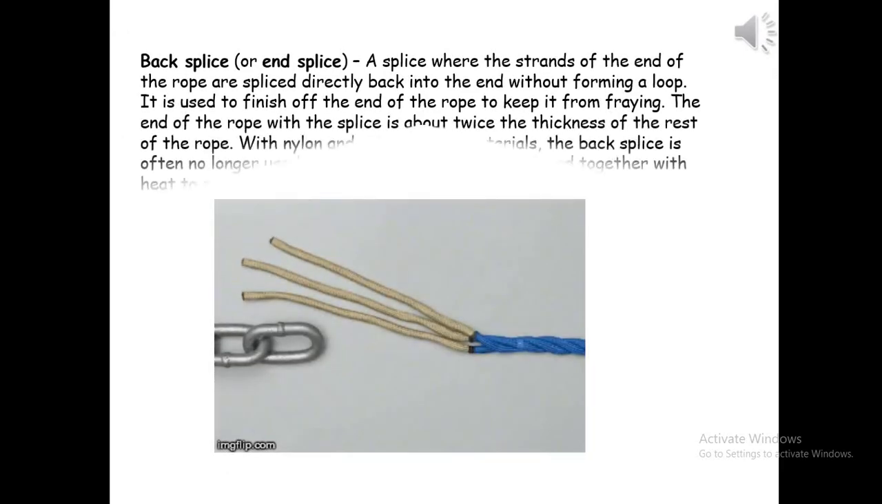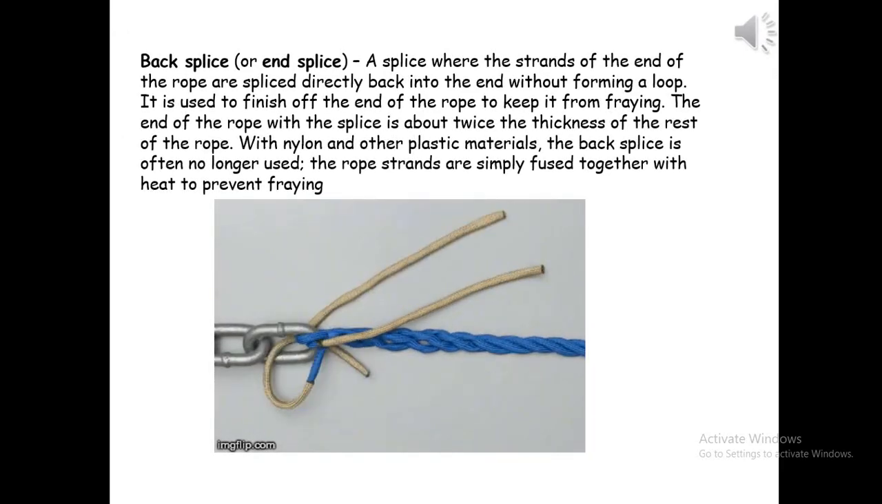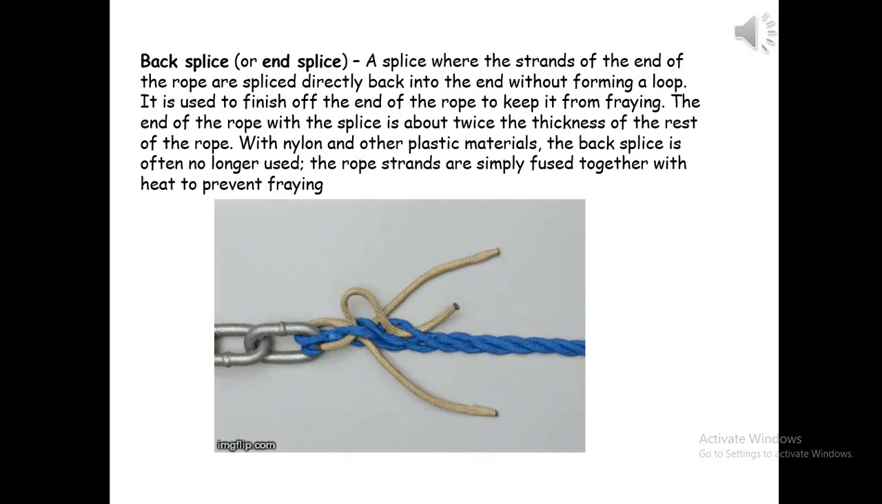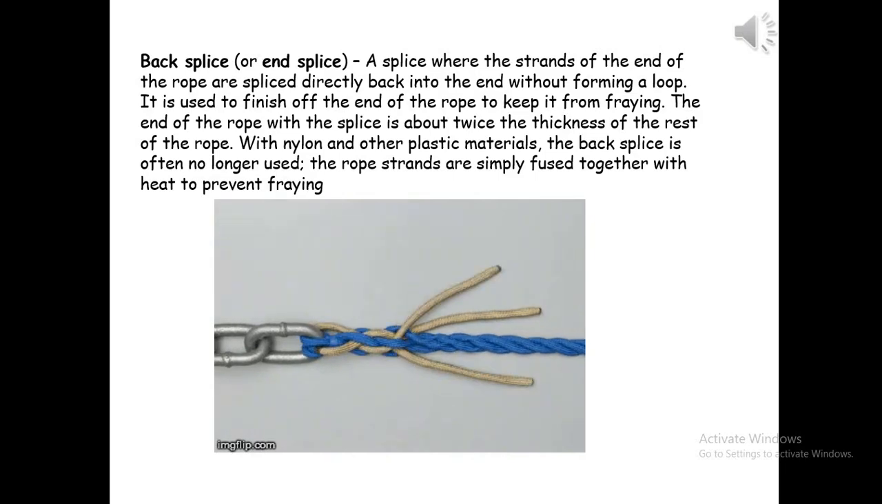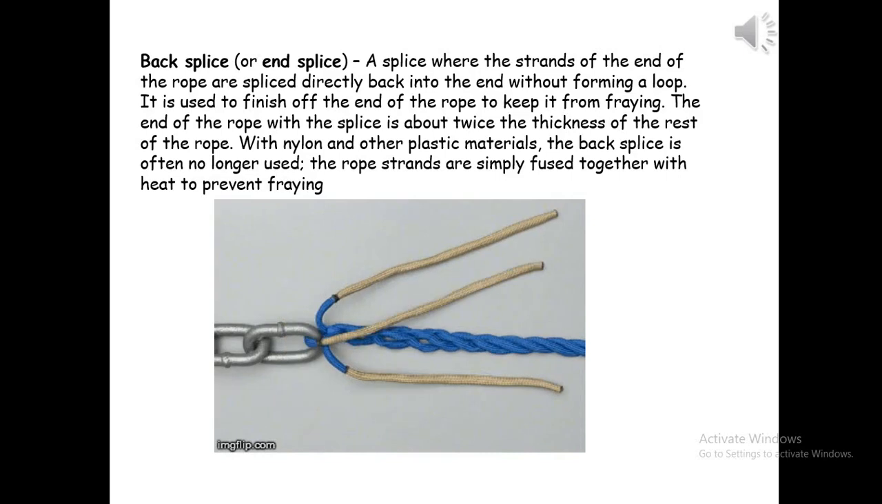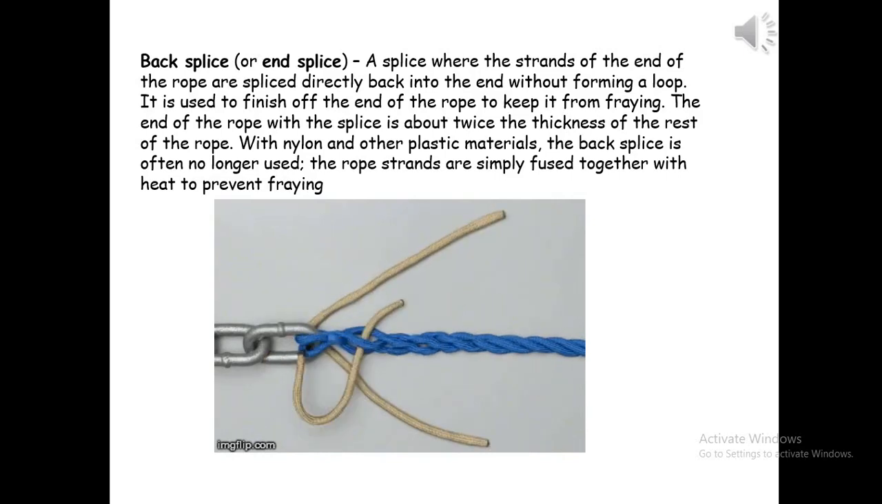Back splice, or end splice: a splice where the strands of the end of the rope are spliced directly back into the end without forming a loop. It is used to finish off the end of the rope to keep it from fraying. The end of the rope with the splice is about twice the thickness of the rest of the rope. With nylon and other plastic materials, the back splice is often no longer used. The rope strands are simply fused together with heat to prevent fraying.